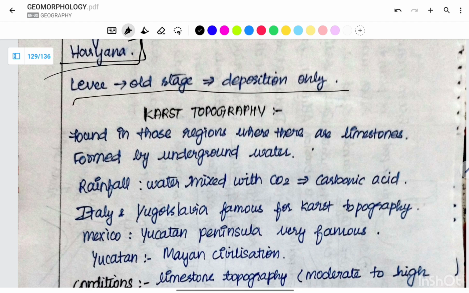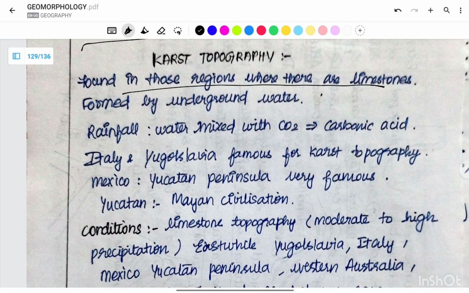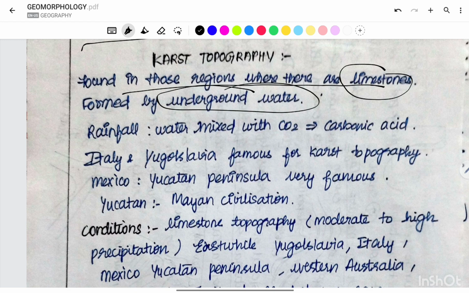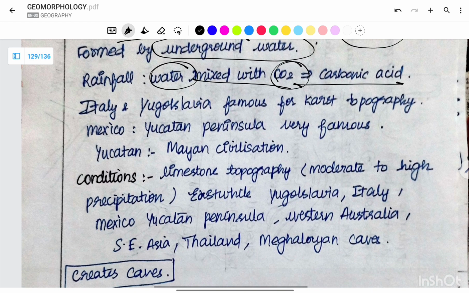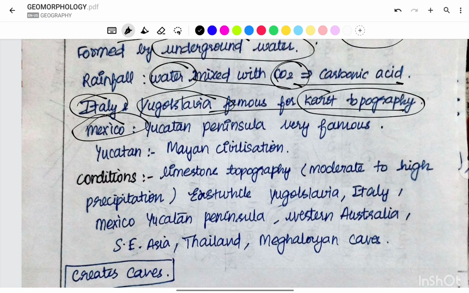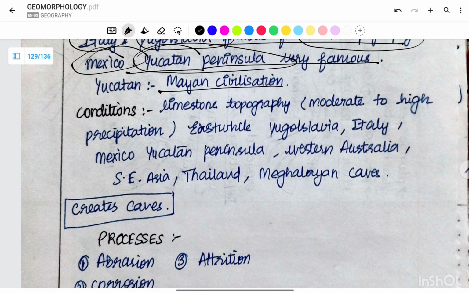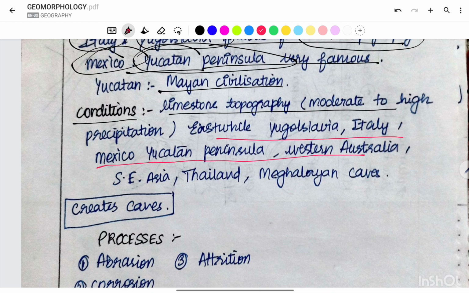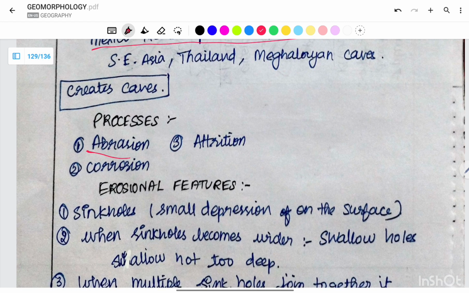Levee is the old stage where deposition occurs. Then we have karst topography, found in regions with limestone and underground water. Rainfall water mixes with carbon dioxide to form carbonic acid. Italy and Yugoslavia are famous for karst topography, as is Mexico's Yucatan Peninsula, home of the Mayan civilization. The condition is limestone topography with moderate to high precipitation: the erstwhile Yugoslavia, Italy, Mexico's Yucatan Peninsula, and Western Australia. Erosion processes are abrasion, corrosion and attrition.